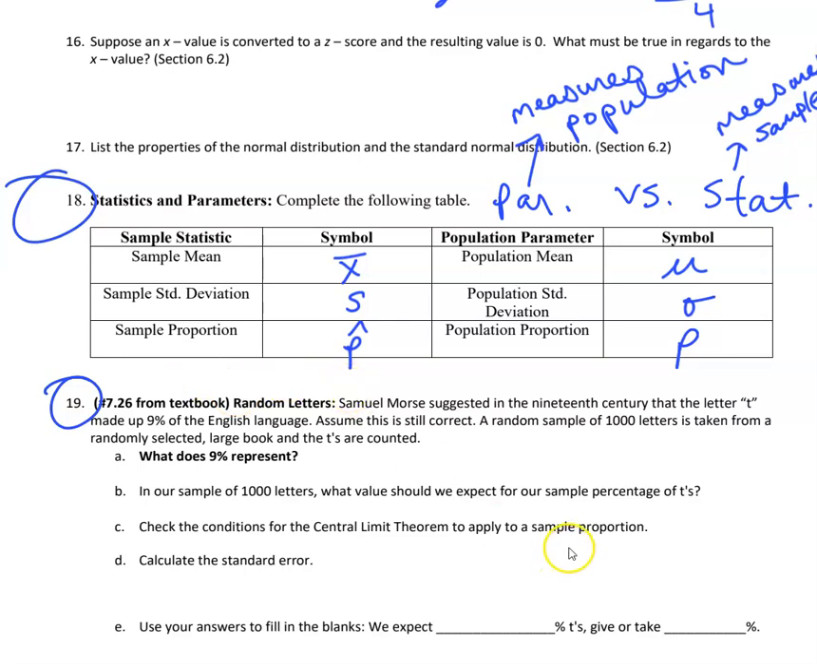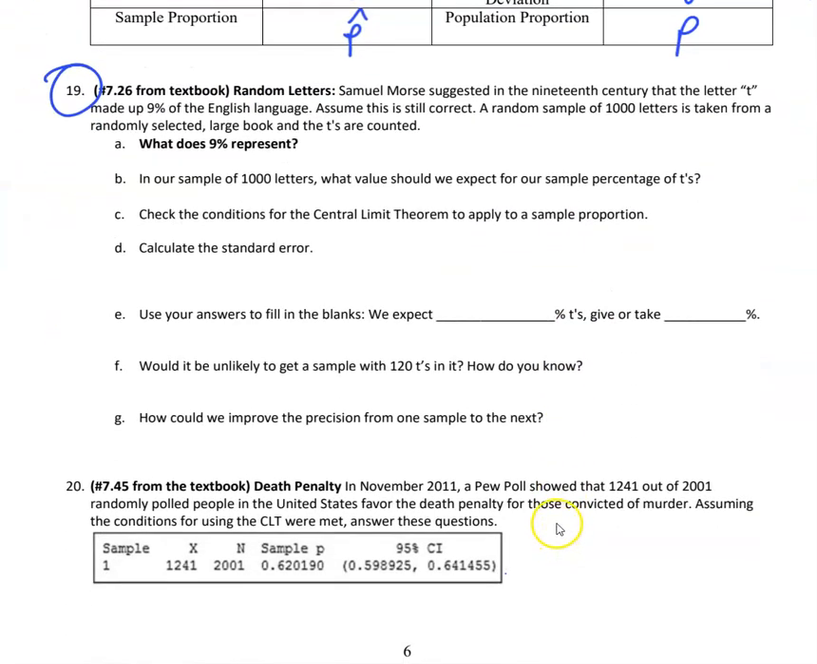Let's look at number 19. 19 is a representation of the central limit theorem, and so there may be a question like this on the test. Let's take a look. Samuel Morse suggested in the 19th century that the letter T makes up 9% of the English language. Assuming that this is still correct, we take a random sample of 1,000 letters from a large book and we count the number of T's. A says, what does 9% represent?